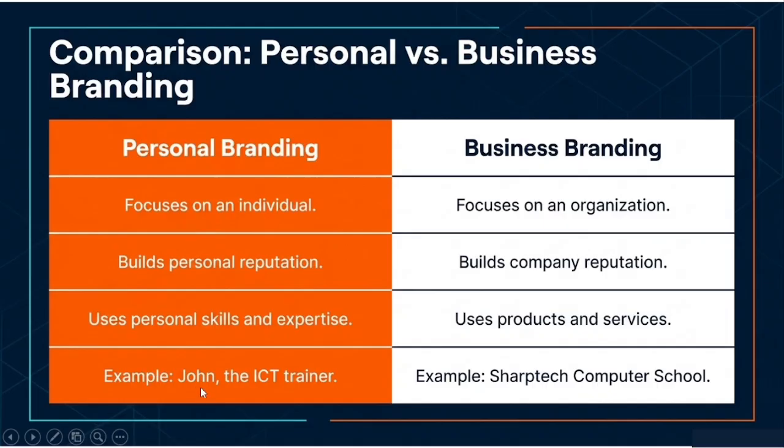I've given you an example. John is a person. His personal brand can be looked at as an ICT trainer. Now, when it comes to business branding, we think of companies or organizations or schools like Sharptech Computer School.